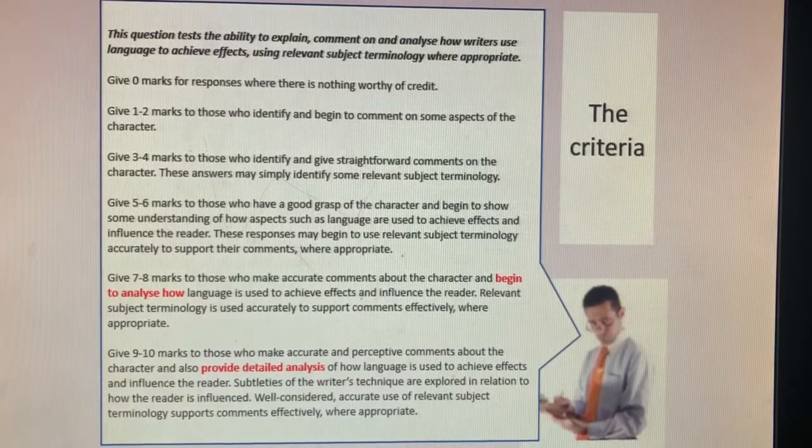So you might want to choose a quote and then zoom in on one word from that quote to comment on in more depth. If you were to do this, let's say twice in your response, this is likely then to get you 7 or 8 marks or perhaps better.